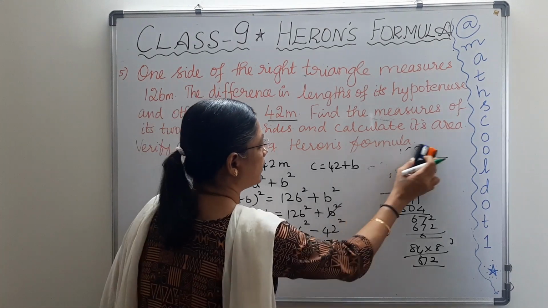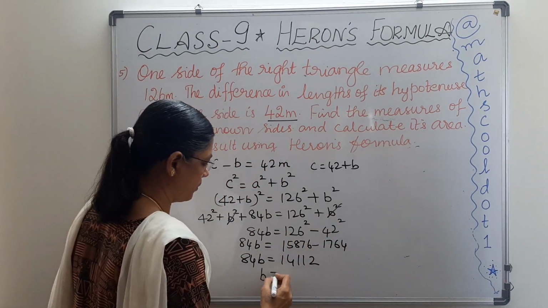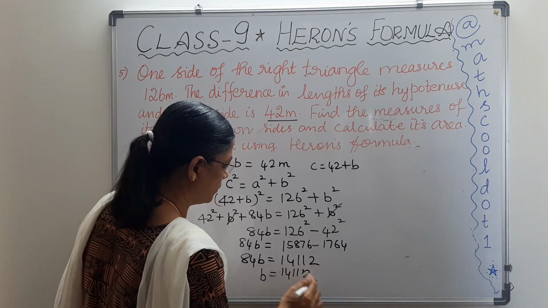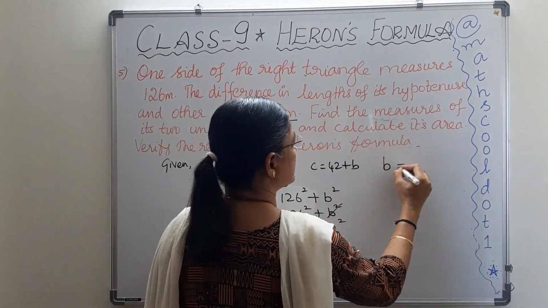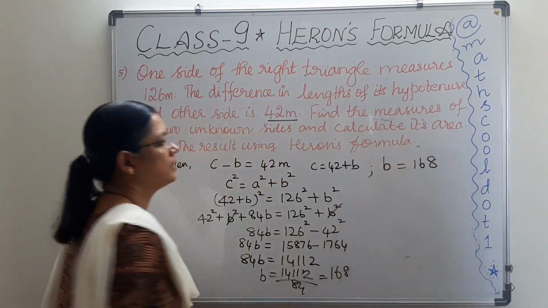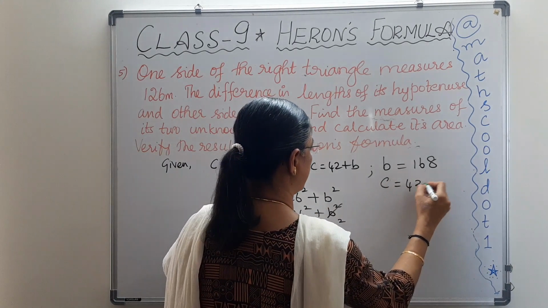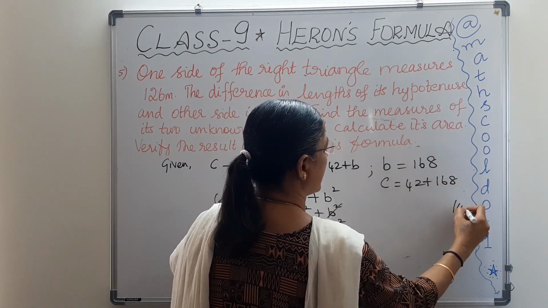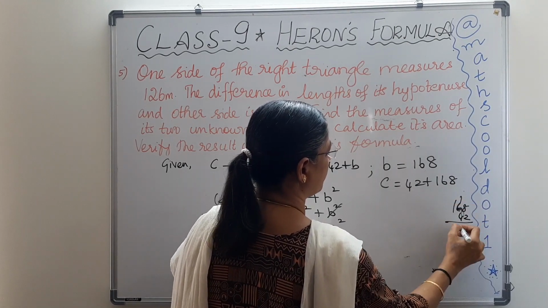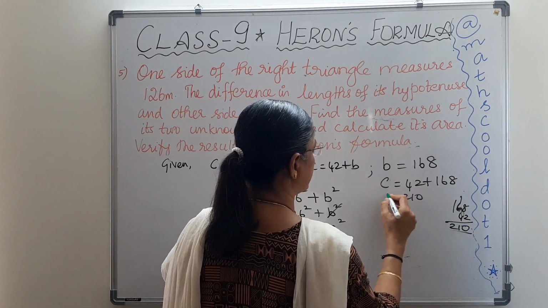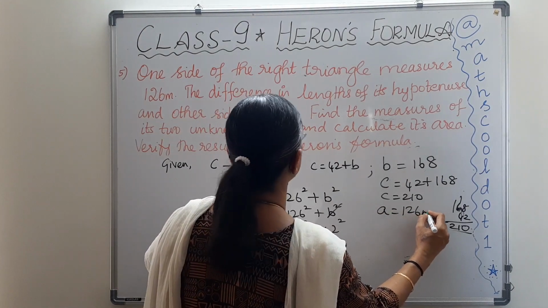Therefore, B is equal to 14112 divided by 84, that is equal to 168. So I have got B is equal to 168. See, you have here C is equal to 42 plus B, isn't it? So you just find what is C. 168 plus 42 will give you 210. Let C is equal to 210. Now we have A already, that is 126 meters.